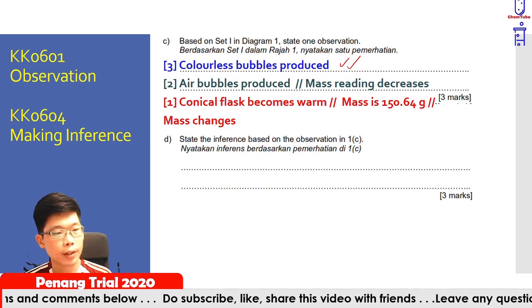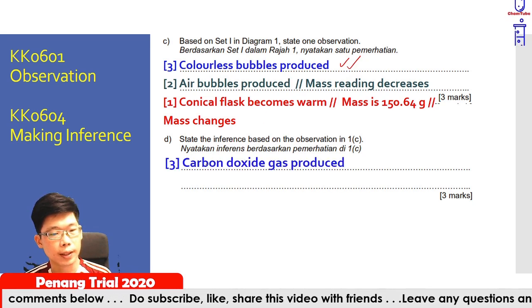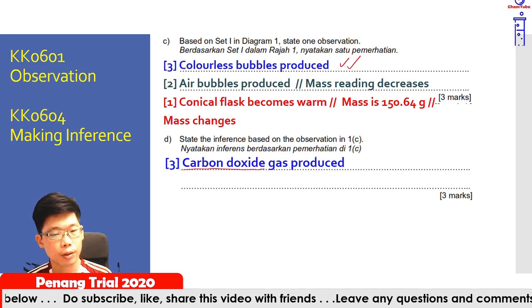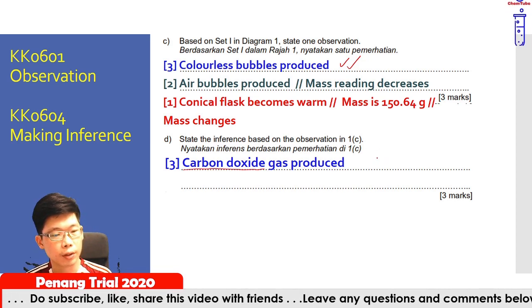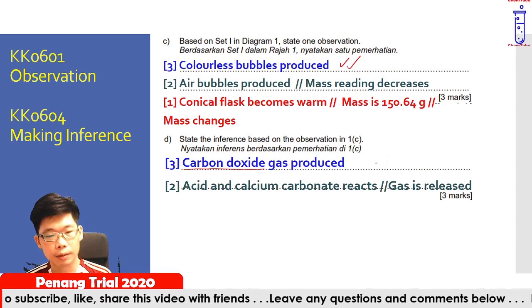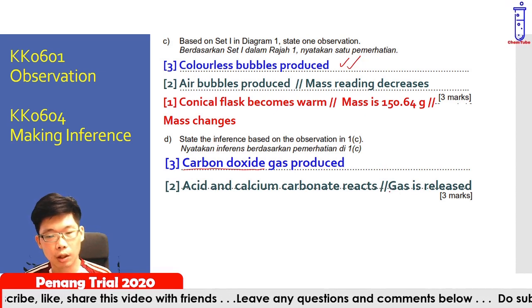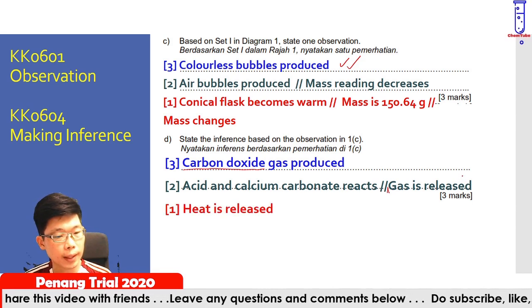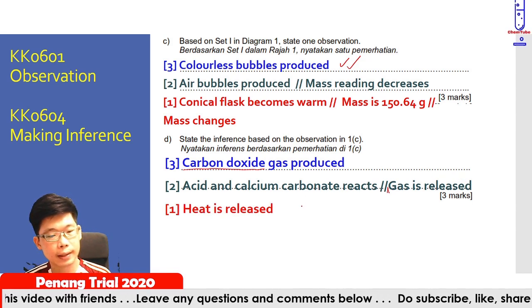So what is the inference? So carbon dioxide is produced. Also carbon dioxide produced, so you get score 3. For score 2, acid and calcium carbonate reacts or gas is released. Not mentioned what gas, so we score 2. Then score 1, heat is released. So score 1.